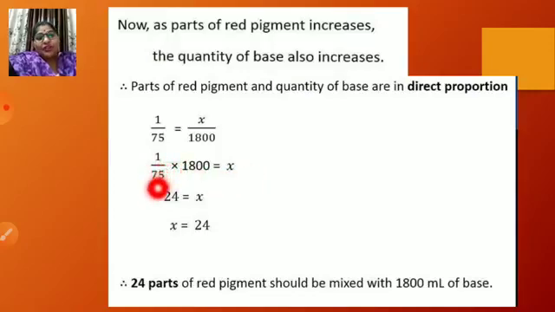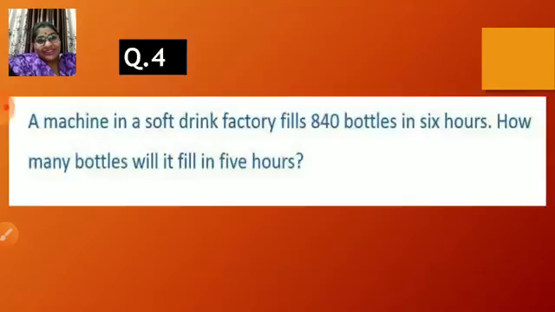So when we solve it, we will get 75 into 24 is 1800. So x is equal to 24. So 24 parts of red pigment we should mix with 1800 ml of base. Very easy chapter children. You have to just follow this rule for direct proportion, that is x1 upon y1 is equal to x2 upon y2, and find the missing one.